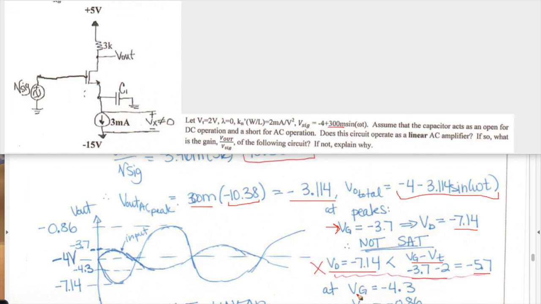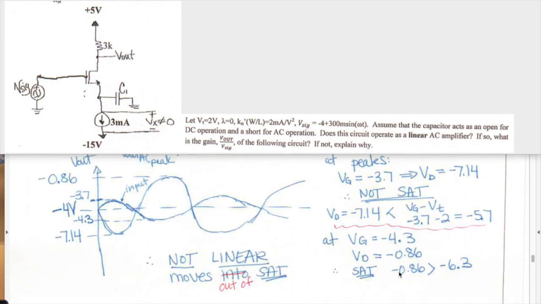For the other side, which is VG at minus 4.3, we get V out of minus 0.86. The condition here is that minus 0.86 is greater than VG minus VT in this case. So we have to say that it's not linear, because it does move out of saturation for one side of this signal. This concludes this solution.